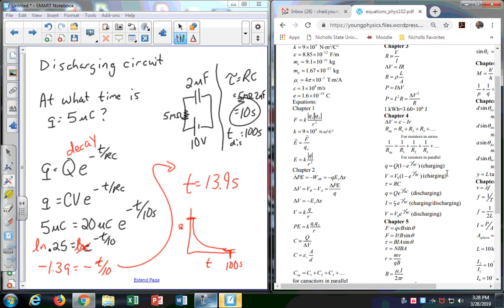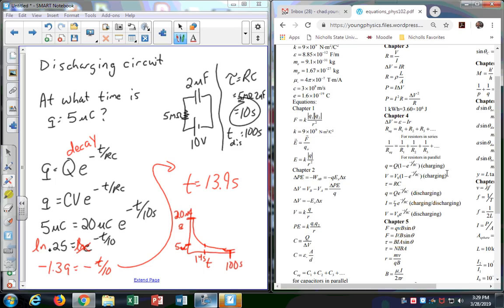And I know that the maximum charge is 20 microcoulombs, and I'm looking for somewhere where it's at 5 microcoulombs. So that's going to be at about t equal to 14 seconds, or 13.9 seconds. Really, I'm just checking to make sure that this 13.9 is less than 100 seconds, because if it's more, then I made a mistake somewhere.